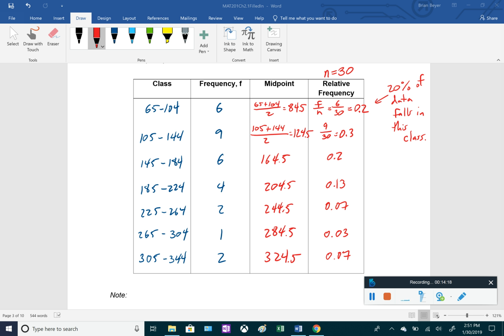So for, let's say, the last class, for the values 305 to 344, we said 2 values in our data entries fell between that interval. The relative frequency tells us that 7% of the data falls in that interval.